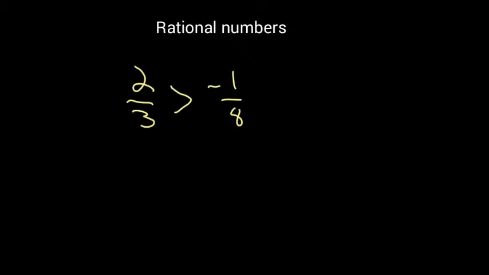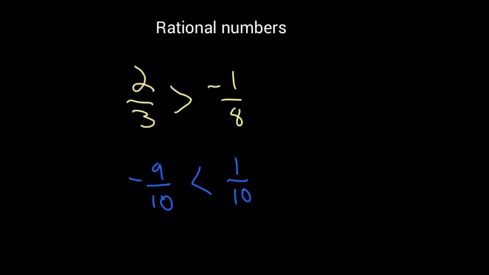So let's look at another one of those. Let's say we had negative 9/10 compared to 1/10. So I have a negative. Negatives are always going to be less than a positive. So 1/10 is greater than negative 9/10, or negative 9/10 is less than 1/10.